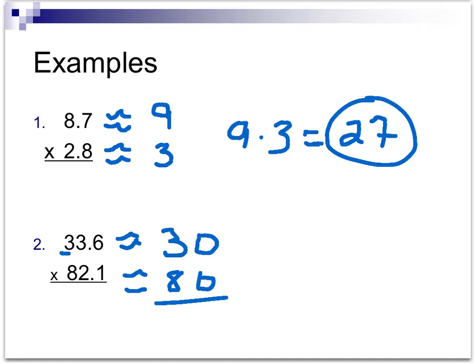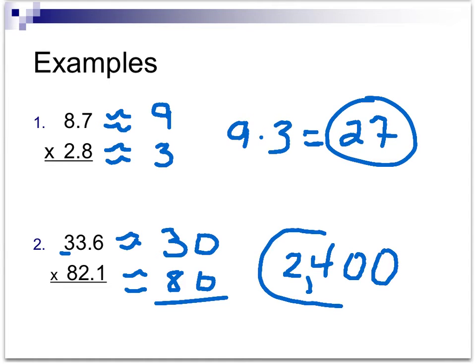So 30 times 80 is an extended basic fact. I know that 3 times 8 will give me 24. And the 2 zeros that are on the end, I will tack on to the end of my product. So 30 times 80 is 2,400. And 2,400 will be very close to the actual product of 33.6 times 82.1.